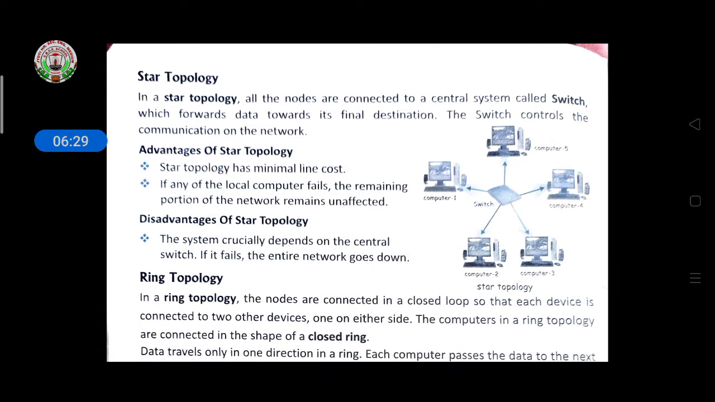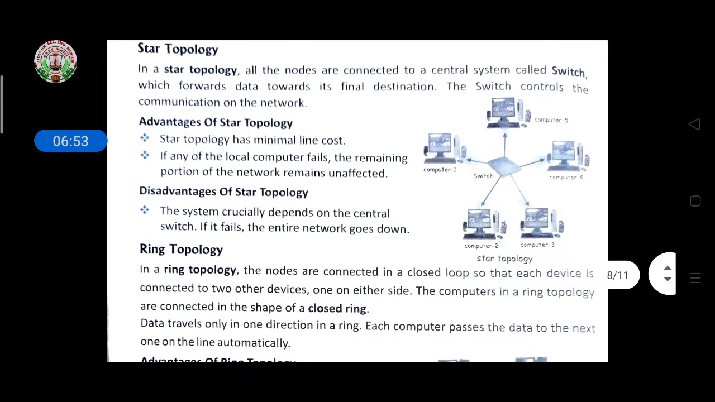Star topology: all the nodes are connected to a central system called a switch. See the picture given here. The central switch is given here and all the computers are connected with this switch, which forwards data towards its final destination. The switch controls the communication on the network. It means all the data is stored there, and if you want to access the data from that particular switch, it is easy to access with the help of this connectivity.